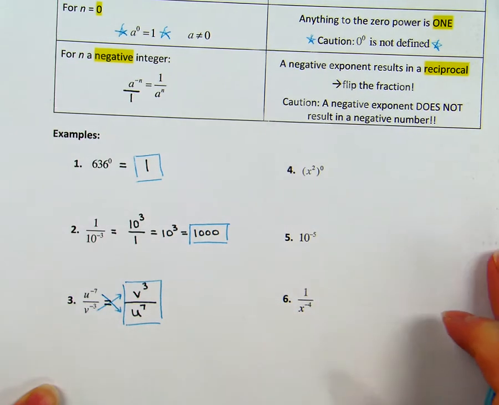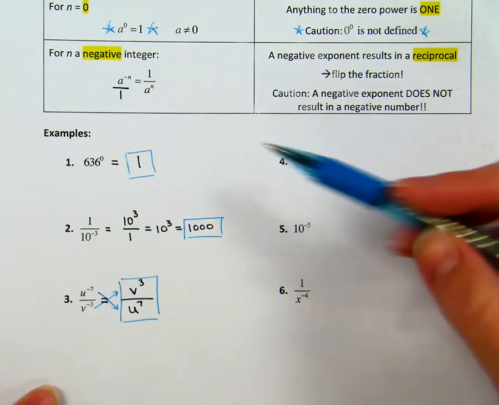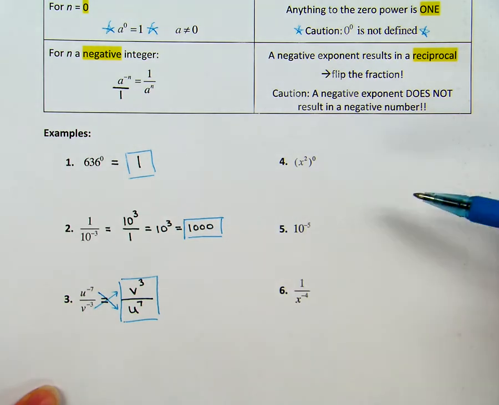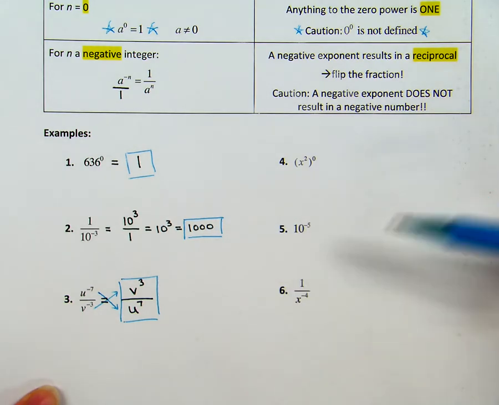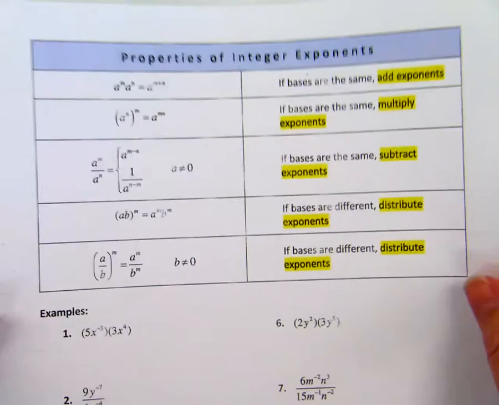Alright guys, take a moment, pause the video, try numbers 4 through 6, using these same rules. When you're finished, go ahead and check your answers from the answer key on the website. Now that you've finished those three, let's look at the next page where we will get a few more rules for working with these exponents.